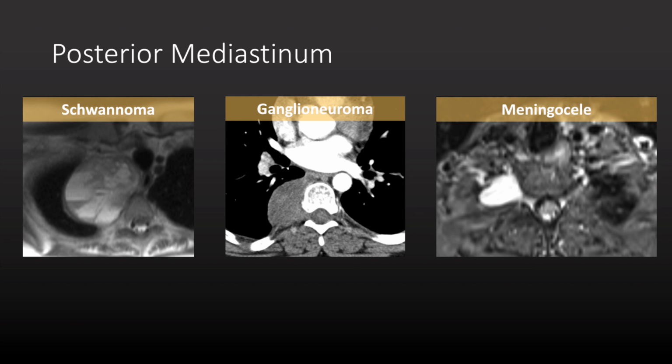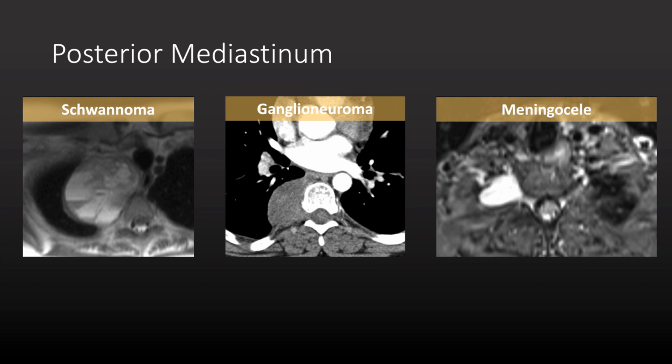Okay, shifting gears to the posterior mediastinum. Like the anterior mediastinum, the posterior mediastinum has a relatively short differential, in fact much shorter even than the anterior mediastinum. And really, the primary thing to think about here are neurogenic lesions. In fact, all three of the examples I'm showing here are neurogenic lesions. We'll get to a few other entities in just a moment. This is an example of a schwannoma here. This is a ganglioneuroma, and we've got a lateral meningocele.